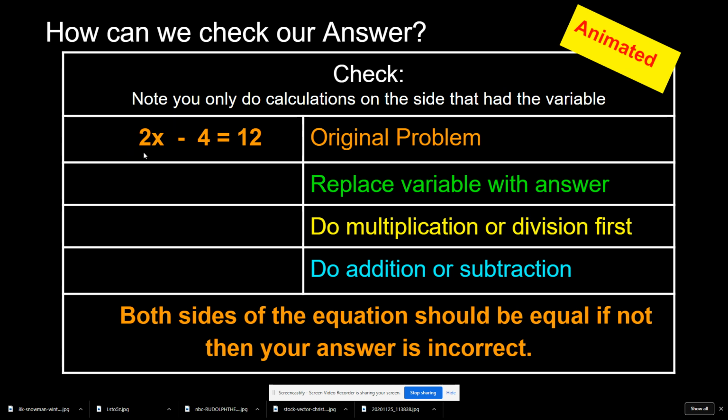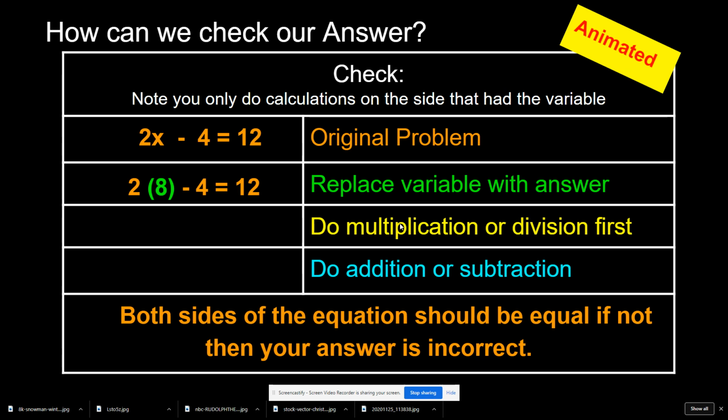What we want is that if we put the number in here for x that we say it's supposed to be, this side, the 2x minus 4, when we do the math there, should be equal to 12. So replace the variable with the answer. We said x was equal to 8. So now we have 2 times 8 minus 4 equals 12.